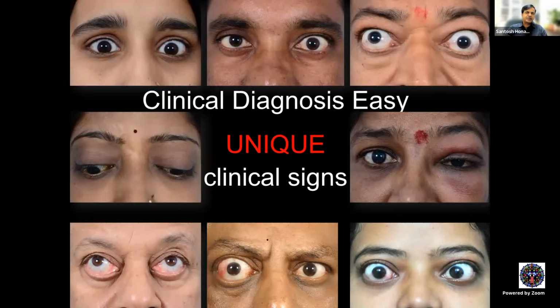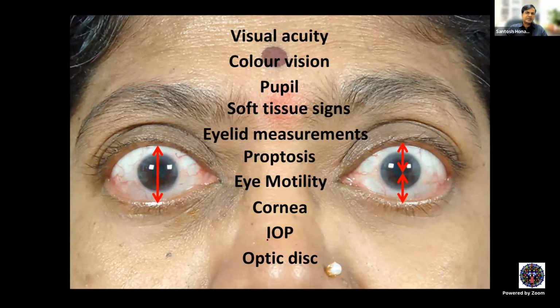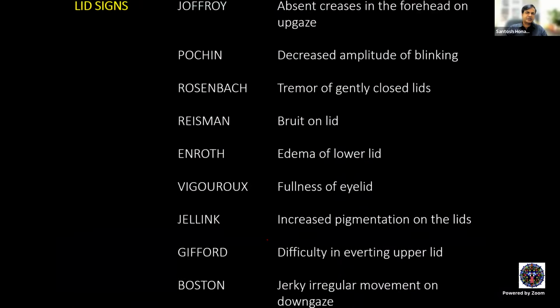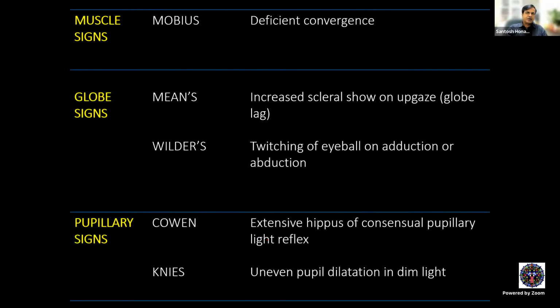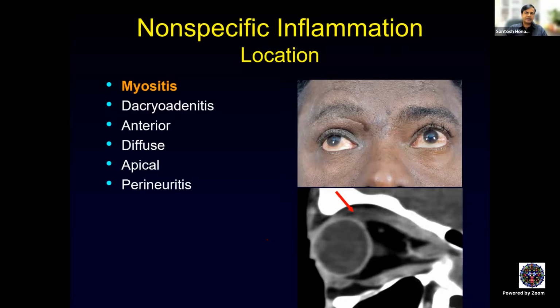In thyroid eye disease, your diagnosis is based on not just the clinical appearance of the patient, but also the signs that you elicit. Complete evaluation is important. I'm going to rush through this. I'm not going to explain any of the signs because you'll have a class on this. But there are eyelid signs, there are pupillary signs, there are globe signs. So all these signs put together make you diagnose a patient with thyroid eye disease. And of course, you have to look for the activity and severity as well.